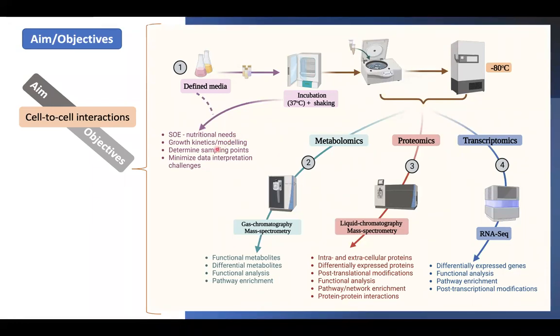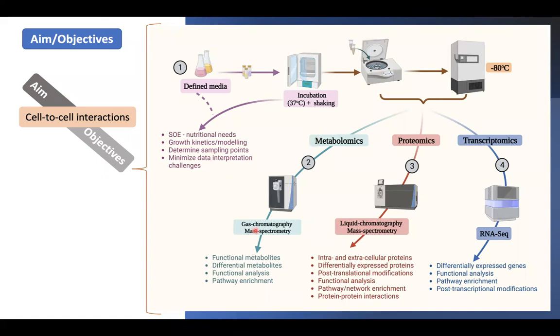After formulating the minimal defined medium, I also went ahead to do growth kinetics to get an idea of the growth pattern of these two isolates when they are in single and also in co-culture, so as to know at which point I'm going to take my samples for the transcriptomics, proteomics, and metabolomics analysis. The second objective was to do metabolomics, of course, and I prepared the samples for untargeted metabolomics. That was what was done.